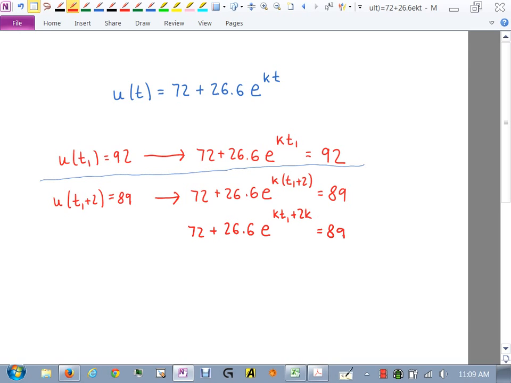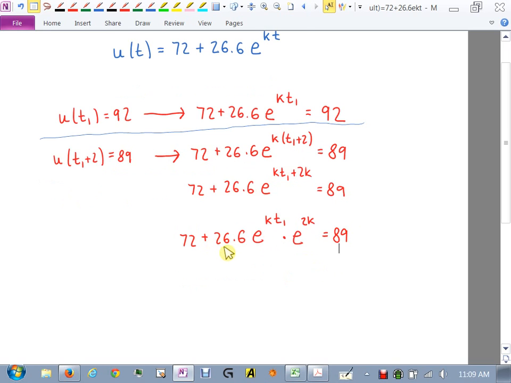What did I do there? Just distribute the k through the parentheses. And now I'm going to do something. I want you to see if you follow. Still working with the second equation. I took this piece right here and I rewrote it as these two.